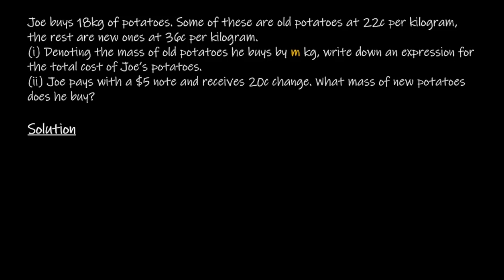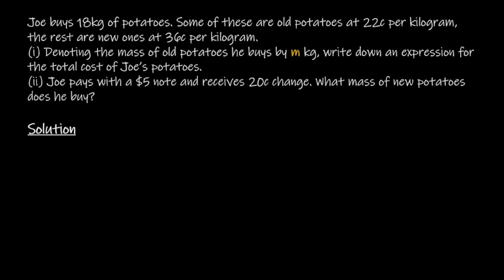Joe buys 18 kilograms of potatoes. Some of these are old potatoes at 22 cents per kilogram. The rest are new ones at 36 cents per kilogram. Denoting the mass of old potatoes he buys by m kilogram, write down an expression for the total cost of Joe's potatoes. II. Joe pays with a $5 note and receives 20 cents change. What mass of the new potatoes does he buy?